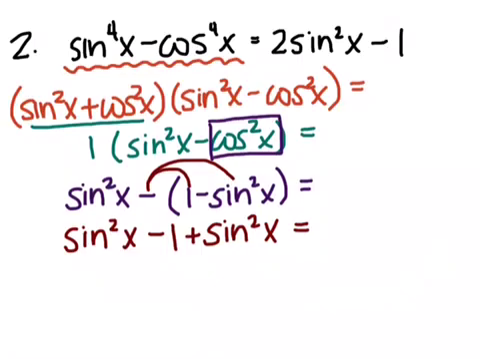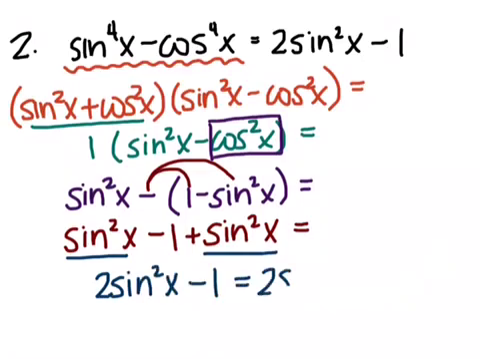And then we have like terms we can combine. Sine squared plus sine squared is 2 sine squared minus 1. And it's equal to the other side. Done. Again, we started with the left side of the equation. We just did legal algebra in order to make it match the right side of the equation.